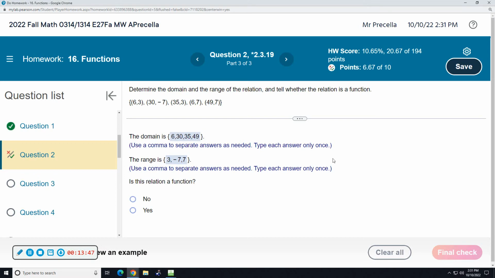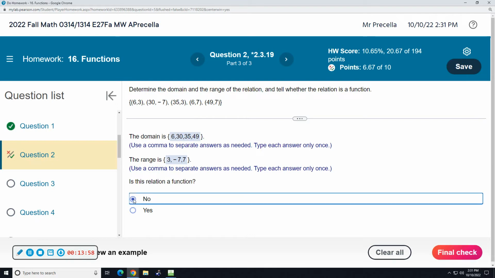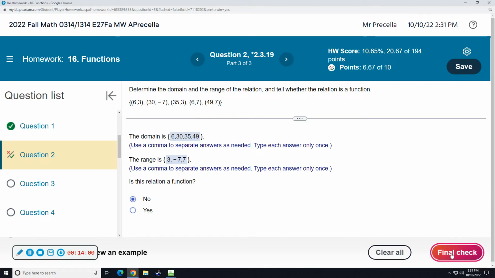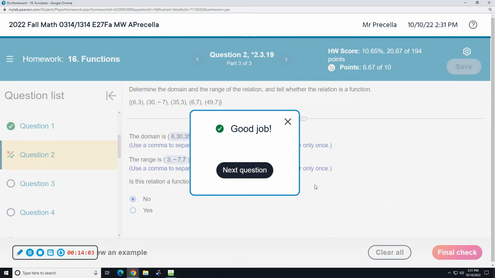In number 2 again, what would I say? Is this a function or not? No. What x value is repeated? The 6. Okay, so is this relation a function? No. Okay.